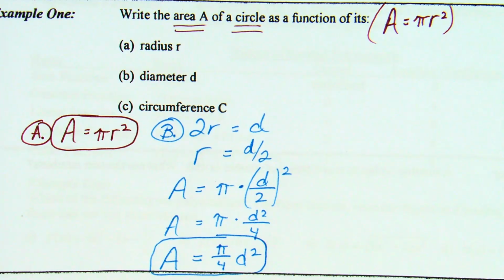So if you just have pi times d squared over 4, that's equivalent. You could also just put it together and say pi d squared all over 4. But the idea is looking for the connection between r and d and then changing.